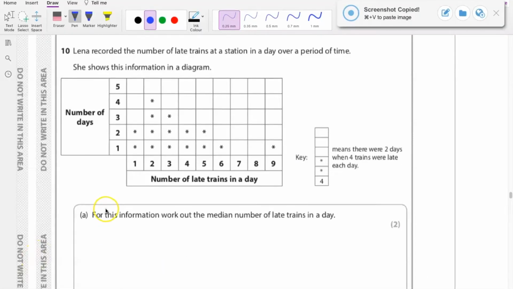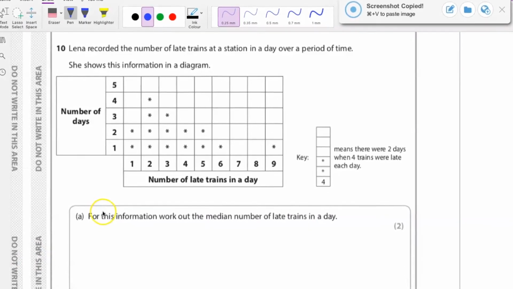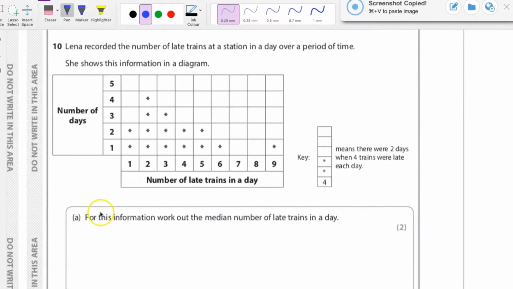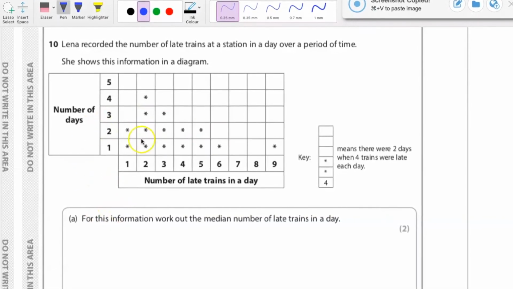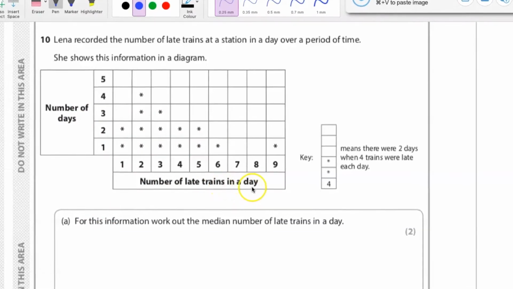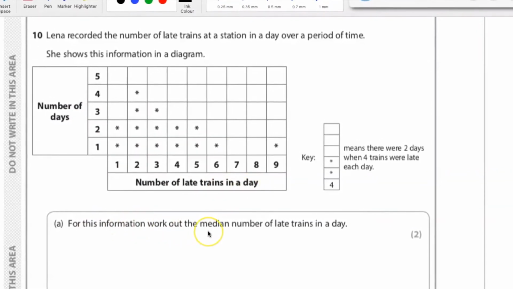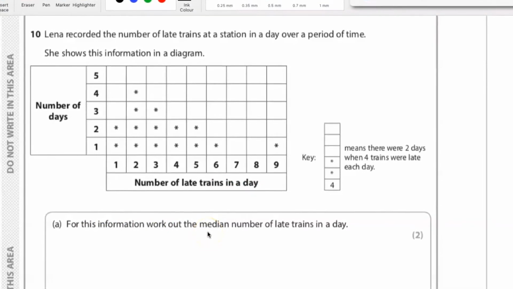Question 10. Lina recorded the number of late trains at a station in a day over a period of time. There is the diagram, the number of days and the number of late trains in a day. From this information, work out the median number of late trains in a day.